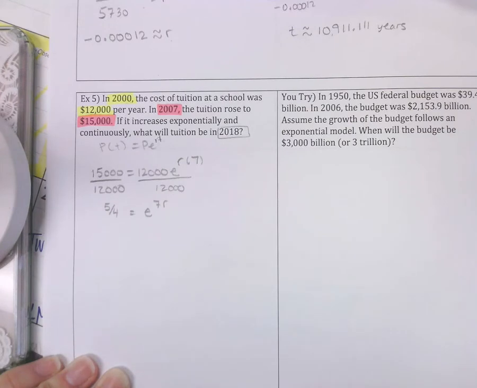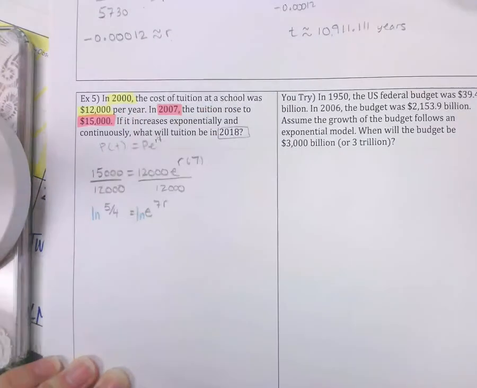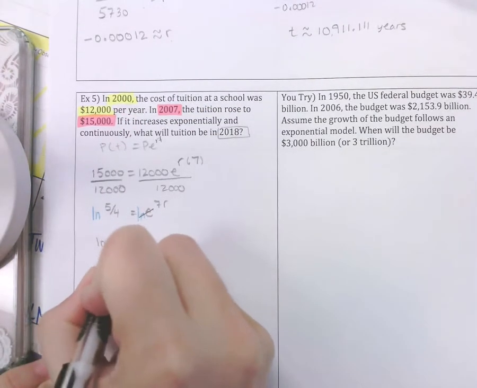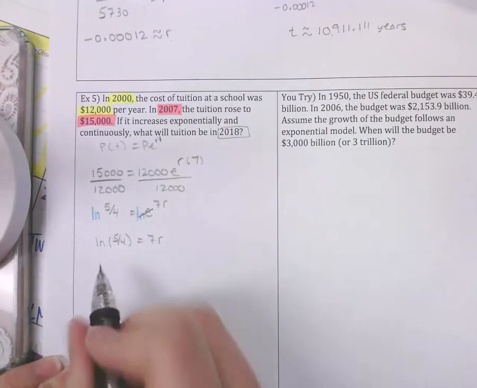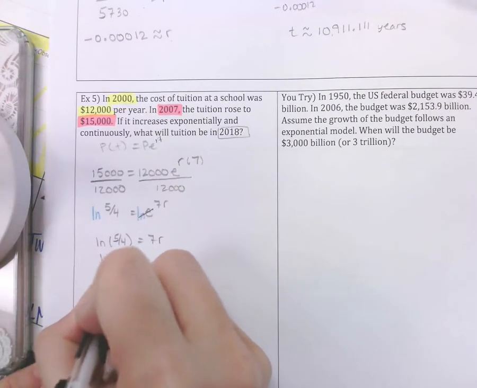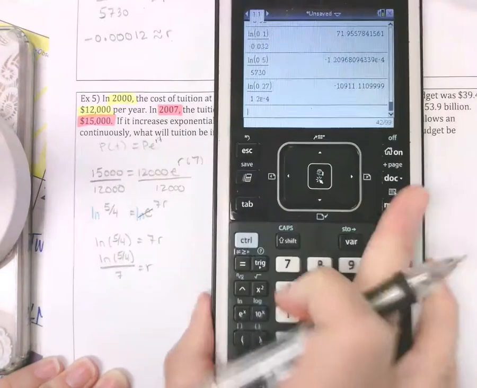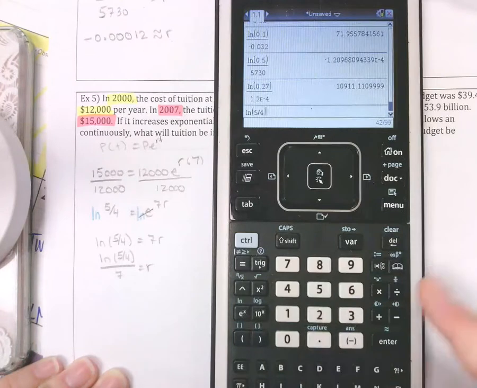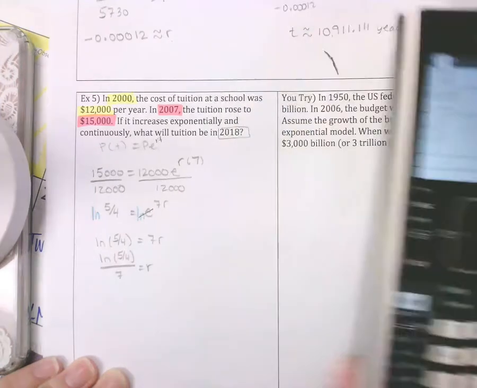Now what? ln. Yep, ln. And then it's ln 5/4. So the natural log of 5/4 equals 7r. Divide by 7. I don't know the answer. We'll find out. When you type it in your calculator, make sure that the divided by 7 part is outside the parentheses. See? So you get 0.032-ish.